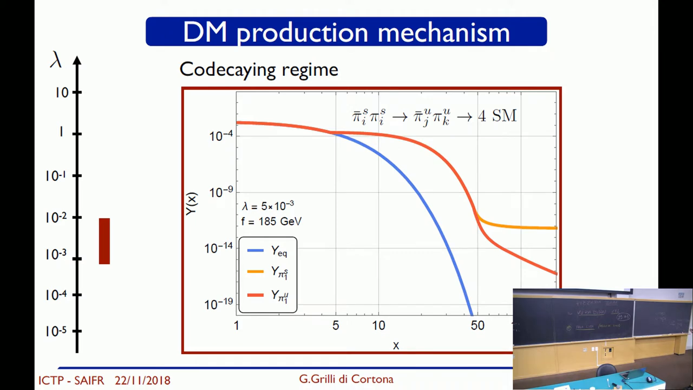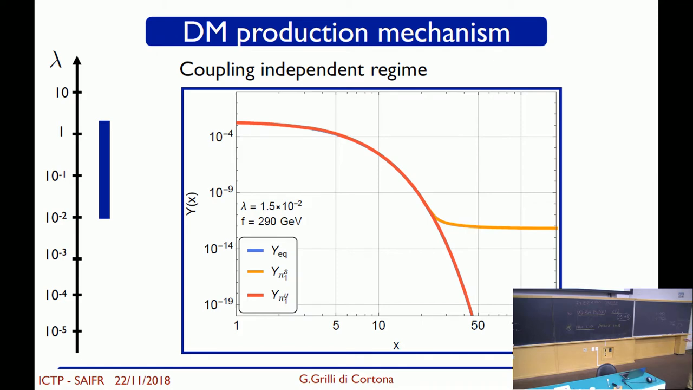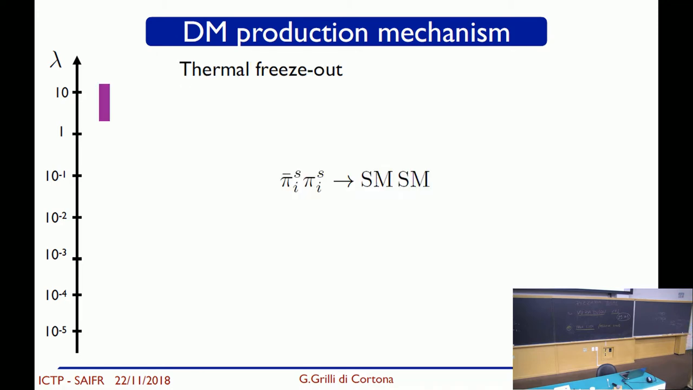So therefore, after the decoupling from the standard model, the number density will decrease until the stable pions decouple from the unstable ones. And this mechanism will depend on how much the stable and unstable pions interact among themselves and on the parameter lambda. Then, as lambda increases even more, we have that the dark sector and the standard model decouple at a larger x, and this mechanism is fairly independent of the value of lambda. Finally, for a very large coupling lambda, we have that the dominant mechanism is the one that gives rise to the usual thermal freeze-out.